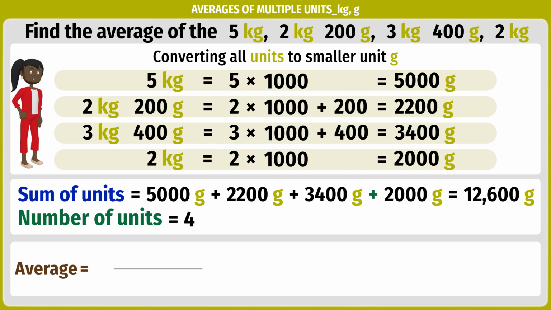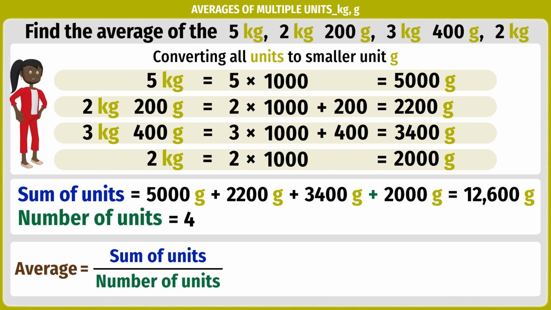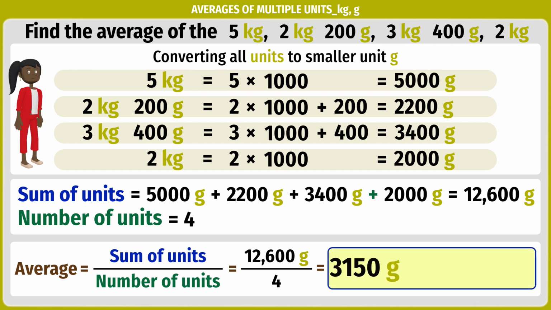Now the formula for the average is sum of units divided by the number of units, equals 12,600 grams by 4, equals 3,150 grams, or 3 kilograms 150 grams.